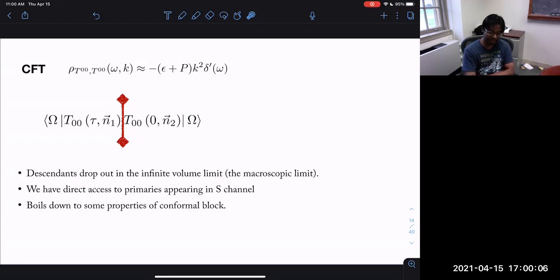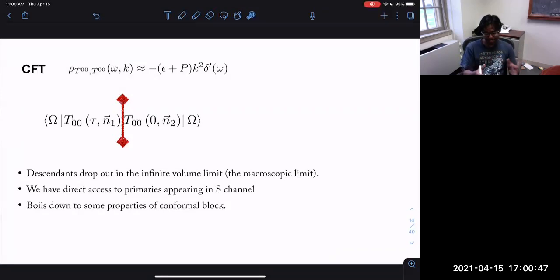So we have direct access to the primaries appearing in this S-channel, and then we will put the constraint on those primaries. The fact that the descendants drop out in the infinite volume limit basically boils down to some properties of the conformal block. Ideally, we should be looking at some spinning conformal block because these are spinning operators. But it turns out in the macroscopic limit, because we are looking at a particular kinematical limit, it is sufficient to look at scalar blocks. Even in the scalar blocks, you can see that the descendants drop out in the infinite volume limit, and a similar argument holds for the spinning blocks in this scenario.